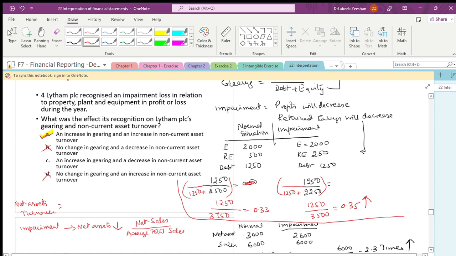Like this, unless you put numbers, you cannot get the answer. So there is no point in memorizing and getting the solution. If I say that it will increase the ratio, you will ask me how it will increase. You have to prove that if this is the case, here there will be an increase.